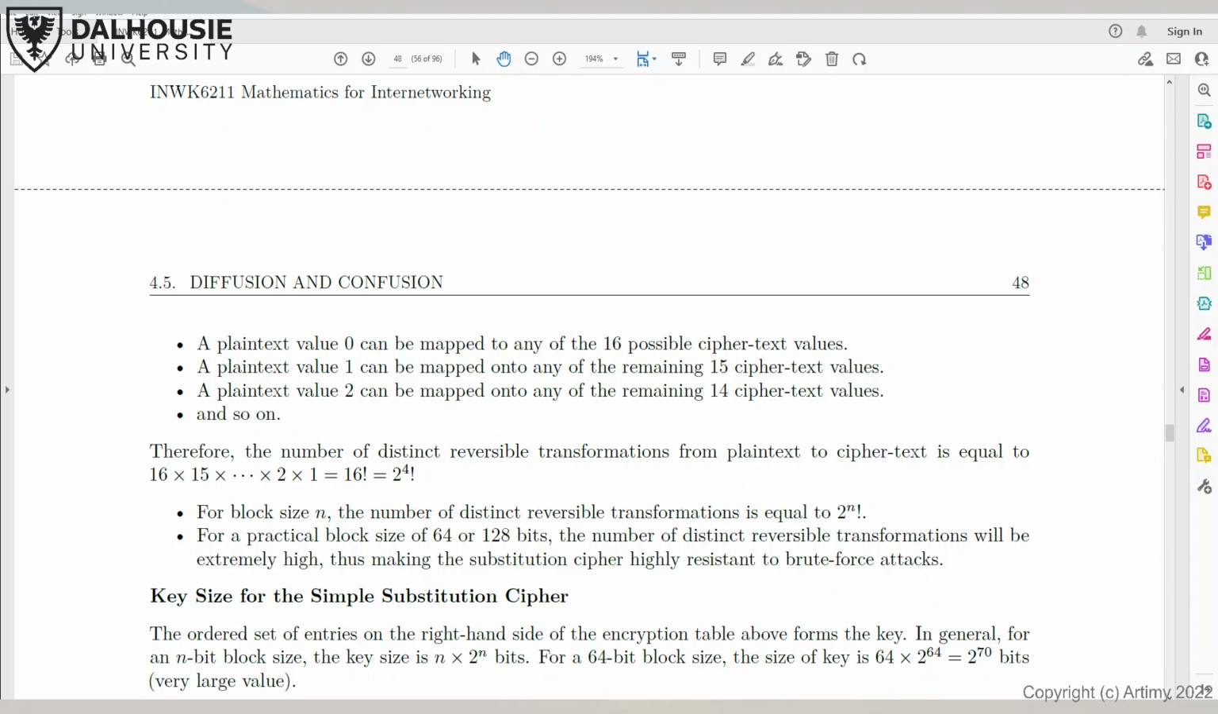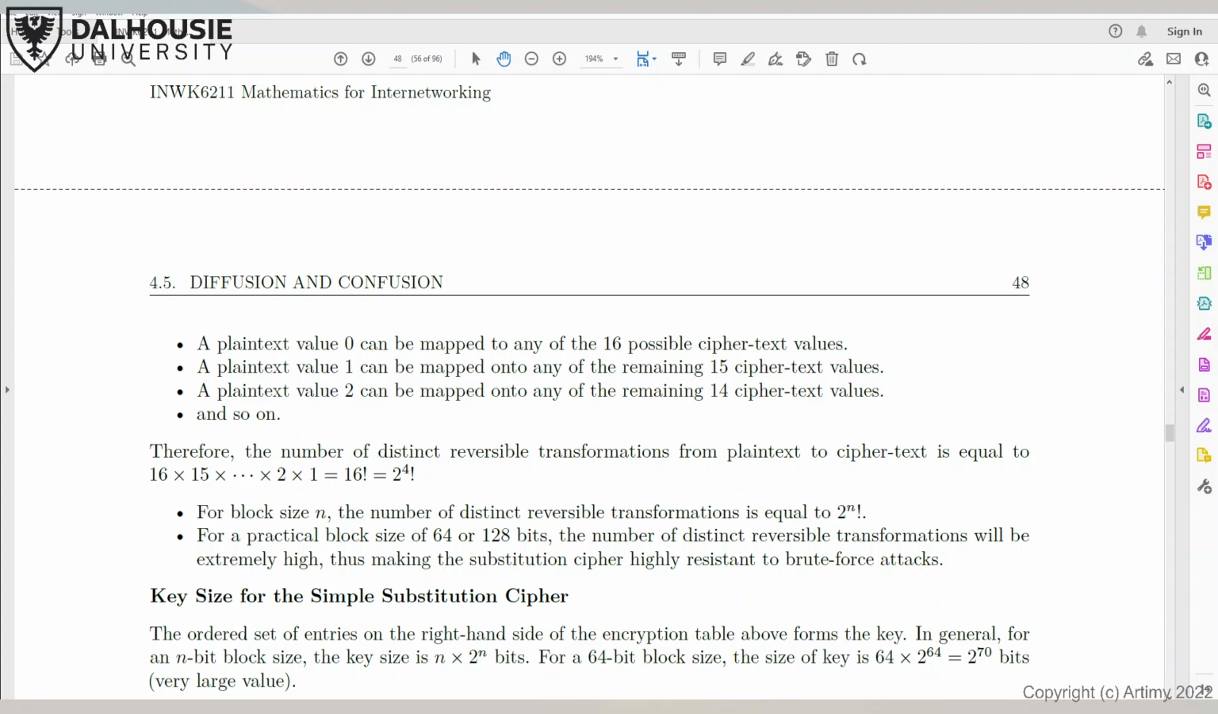Okay, we'll see here that for block size n, the number of distinct plain text blocks is equal to 2 to the power n. So for 4 bits, we have 16 different values, and we can take a number and convert it to another number. We can take 0000 and convert it to 1010 as a cipher. We can take 0000 and convert it to 0001. We can take 0000 and convert it to 1110. So we have 16 different ways we can do that.